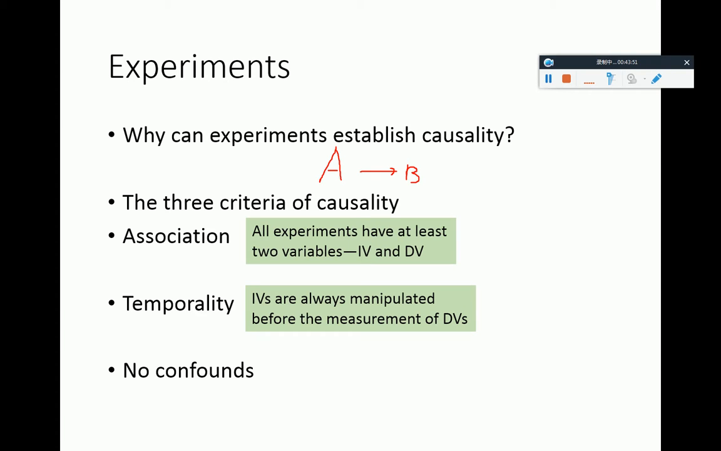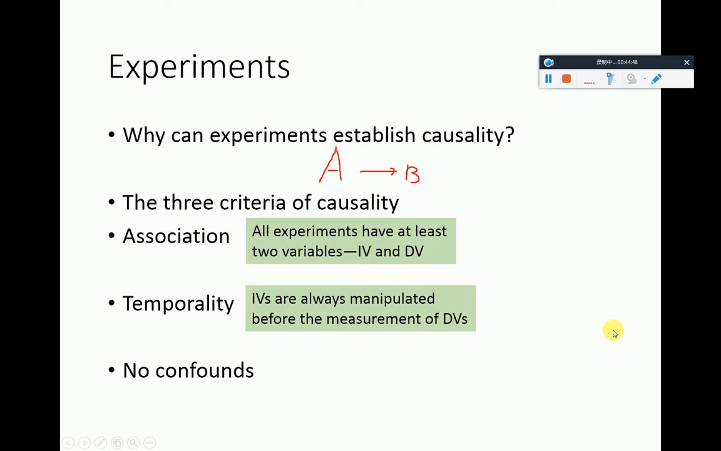Temporality. Experiments are capable of establishing temporality because independent variables, the variables that represent the presumed cause, are always manipulated before we measure the dependent variables, or the variables that represent the intended effects. And this is exactly why manipulation is such an essential feature in experiments, because if you simply ask people to report, for example, how many hours they spend studying, this report can actually come after they report a value for the DV, for example, their GPA. So in that case, GPA actually comes first and the time they spend studying comes later.